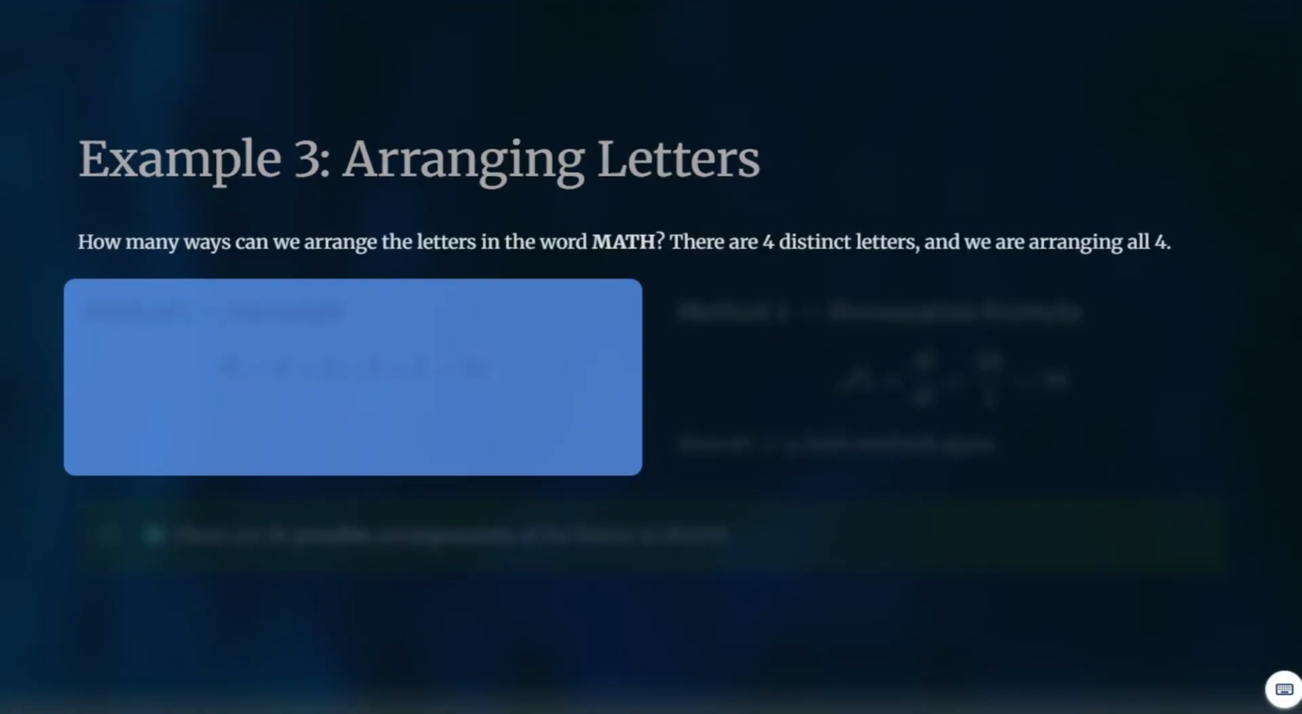How many ways can we arrange the letters in the word math? There are 4 distinct letters, and we are arranging all 4. So if we use the factorial method that we learned in the previous video, 4 factorial will be equal to 4. There are 4 letters to choose from for the first position. Then there will be 3 letters to choose from in the second position, 2 letters to choose from in the third position, and finally there's only 1 letter left. So there will be 24 different arrangements of the letters M, A, T, H.